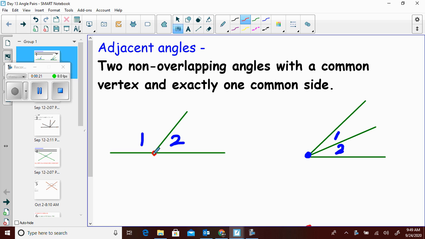These two angles share this vertex, right? If I call this A, vertex A is a part of angle 1, vertex A is a part of angle 2, okay? A common vertex. In addition, they have exactly one common side. This side here is angle 2. This side here is also angle 1. They share a vertex and a side. Here's the one side that they share. Here's the vertex that they share. Okay? That means adjacent angles.